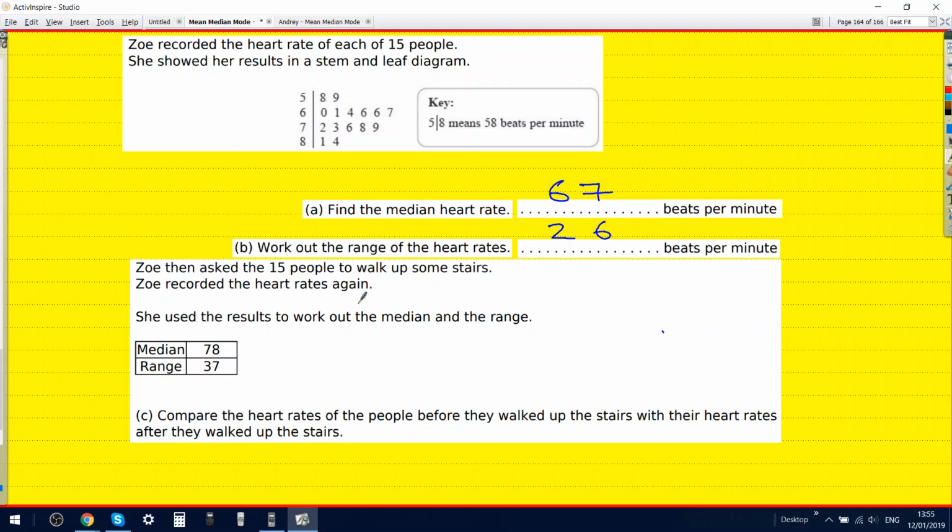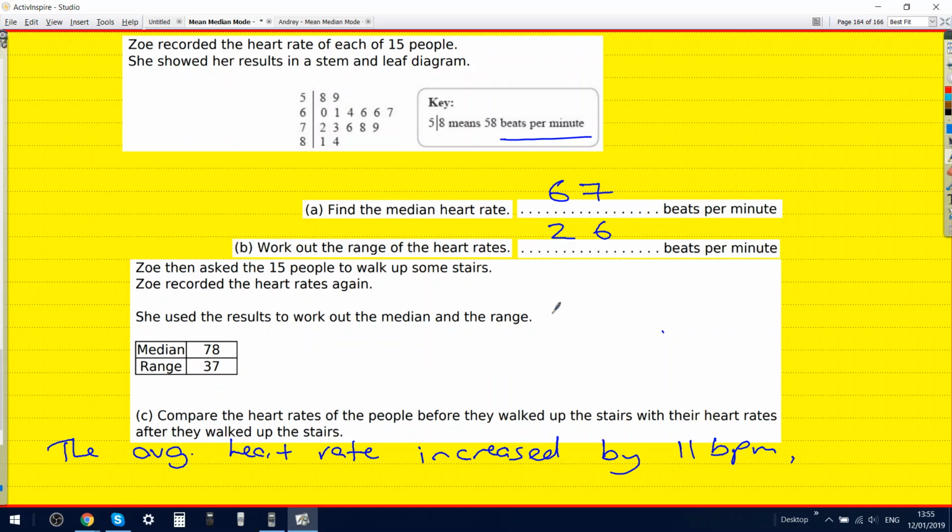So the average heart rate, did it go up? Did it go down? The average heart rate was 67. It went up to 78. So when they walked up the stairs, their heart rates increased. So the average heart rate increased by 11. And they said beats per minute, so I'll just write beats per minute.